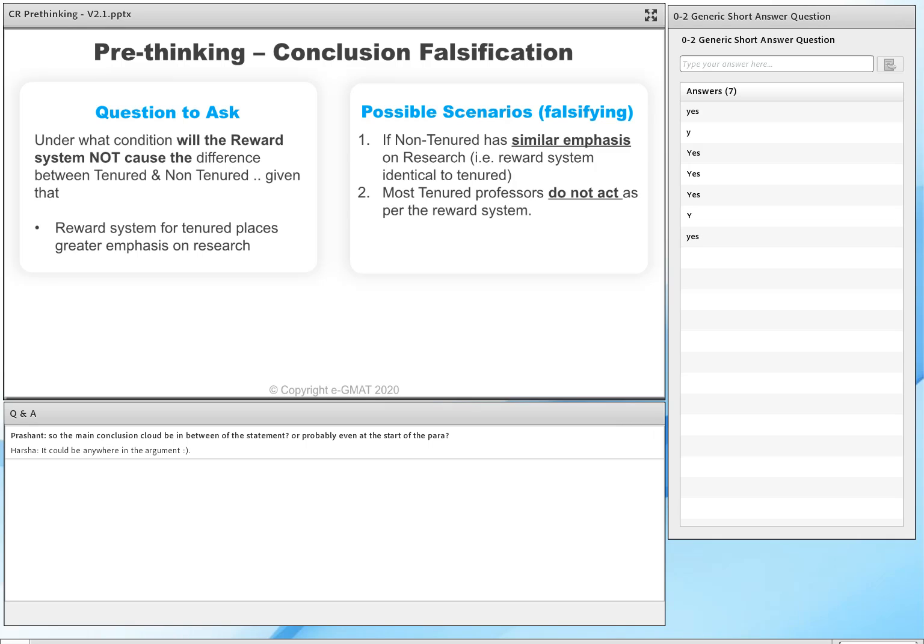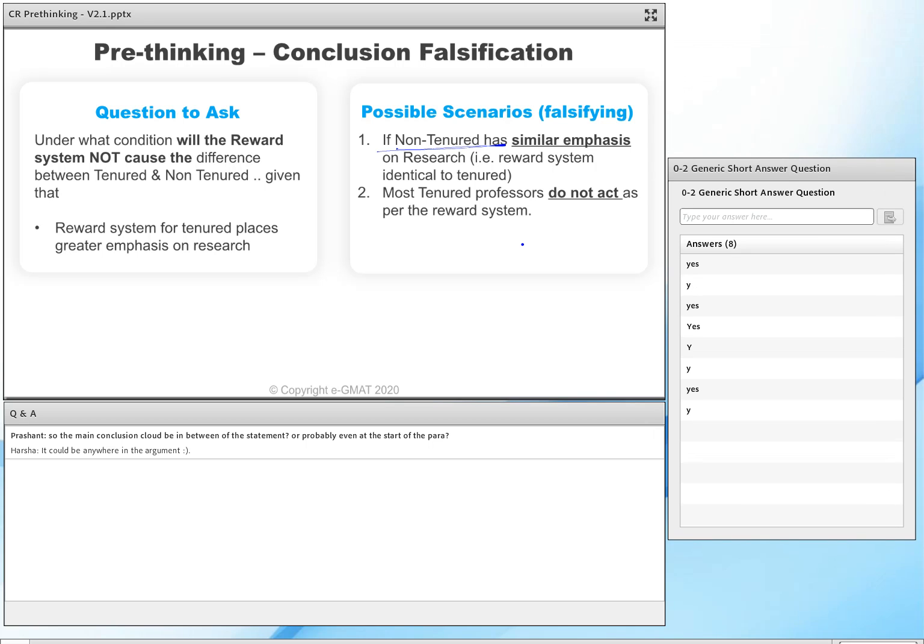What if non-tenured faculty has an identical reward system? In that case, you can't blame the reward system, right? If you say both tenured and non-tenured, you have two entities you're comparing, and if they have an identical reward system, can you see how this would break my conclusion down? I'm going to put in the yes no poll so that it becomes easier for you and you don't have to type. I know some of you are using a cell phone.